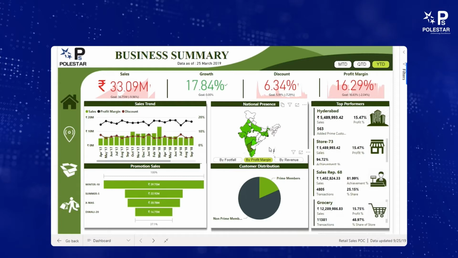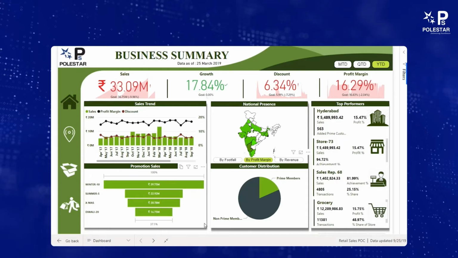one. Similarly, I'm also looking at what kind of promotions I had run throughout the year and how did my sales get uplifted during those promotions. So I had offered during the winter season, which I called the Winter 10 promotion, which contributed to 39.75 million rupees of sales. Similarly, summer, Christmas and Diwali promotions were also launched, and these were the sales.